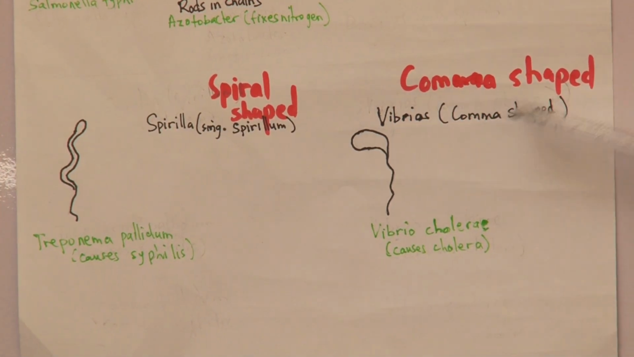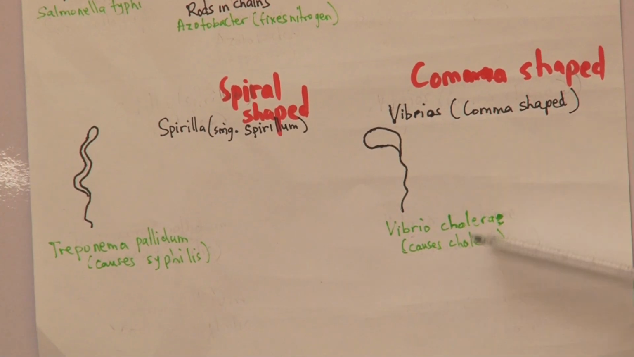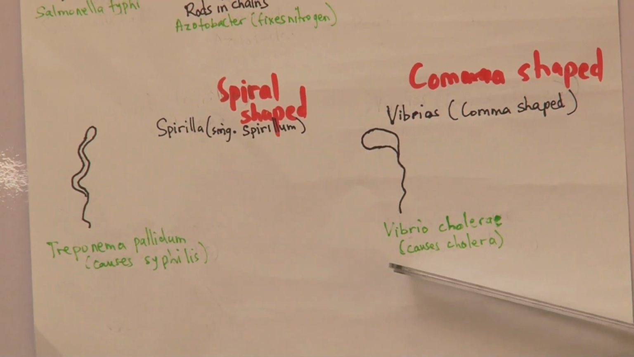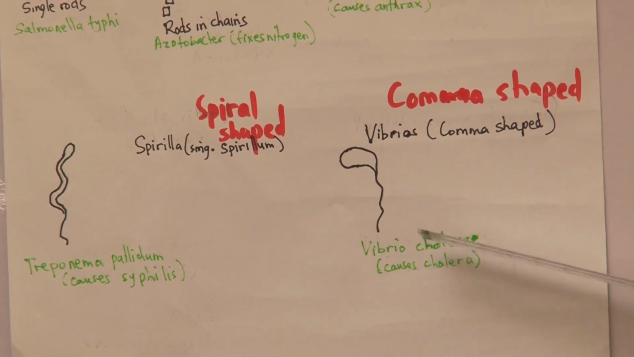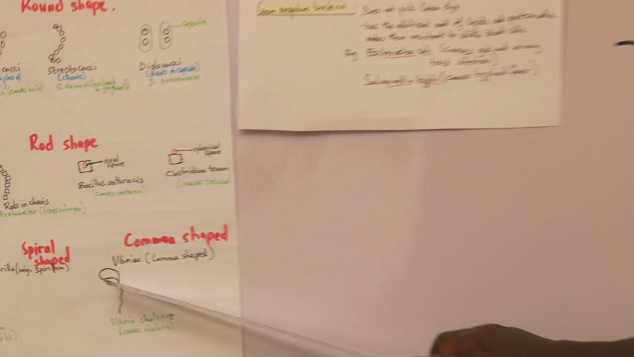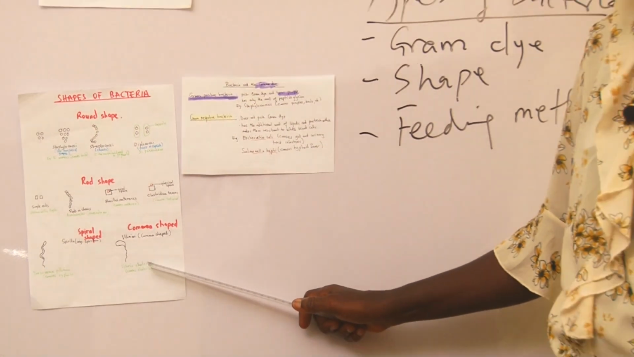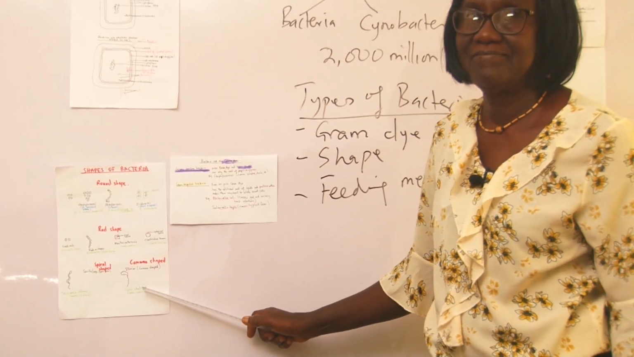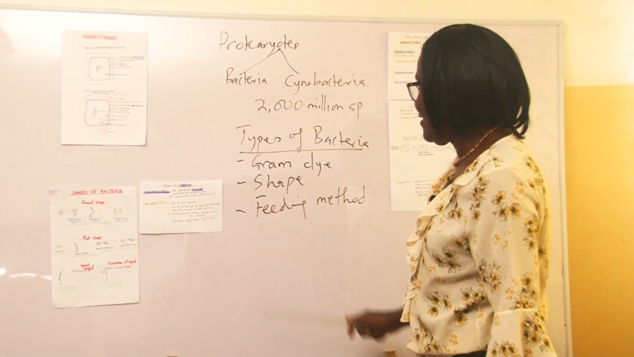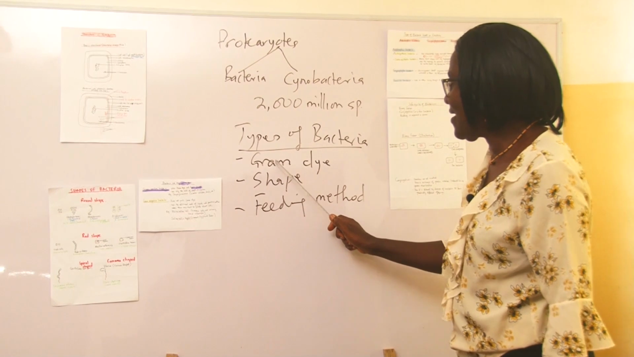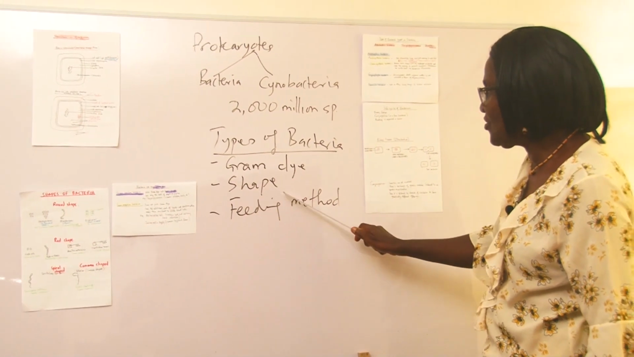Then you have comma-shaped vibrio. All right, and this one too is a stubborn one. It causes cholera. Good. So anybody who has cholera has these bacteria swimming in the body. Very bad. Anyway, so we've looked at types of bacteria based on the gram dye and based on shape.